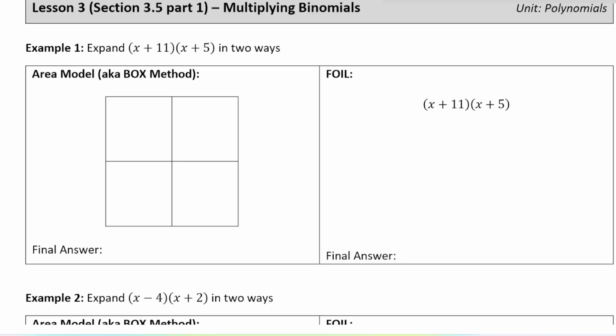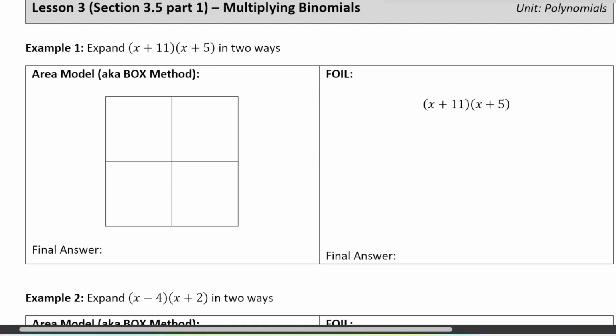This is lesson 3.5, part 1. We're going to be multiplying binomials today. So that's multiplying two polynomials that have two terms each. This is a new skill, and so I'm going to show it in two different methods. One is called the area model or the box method that you can see here, and one is called the foiling method that you can see over here.